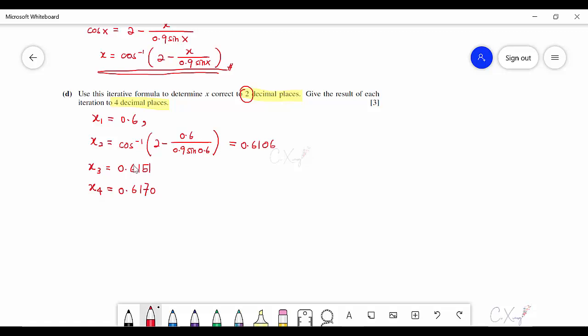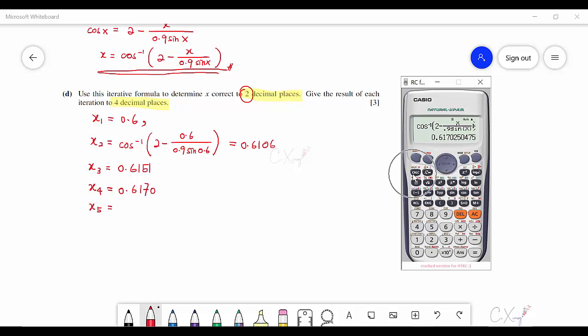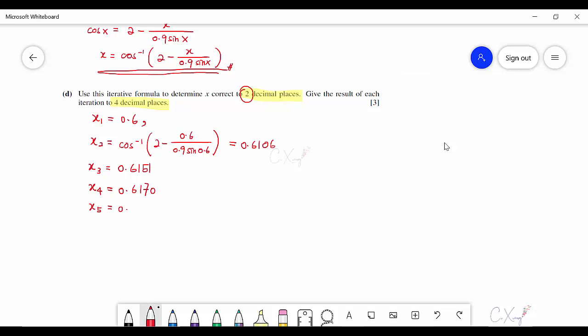0.6170. If I double check, x3 and x4 have the same value for 2 decimal places, which is 0.62. Usually I just want to double confirm, so I will do one more iteration. I press calculate, input 0.6170, press the equal sign, and I get 0.6178. This is quite confirmed already, because x3, x4, and x5 have the same value for 2 decimal places, which is 0.62.